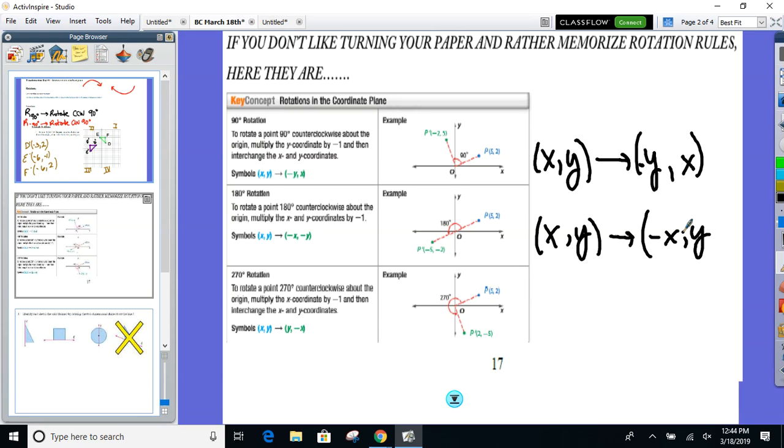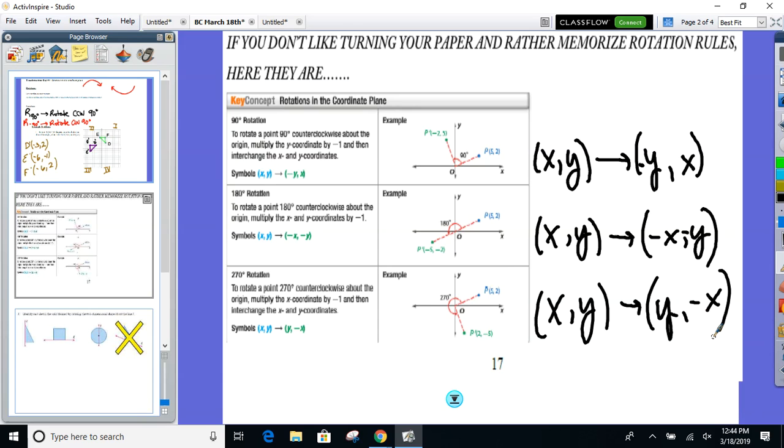180, change the signs. I'm just blowing this up for you on your paper. And if you want to remember the rule for 270, flip them, but now change the sign on the second coordinate. I don't know, whatever you prefer. Okay? Turn the darn paper or know the rules.